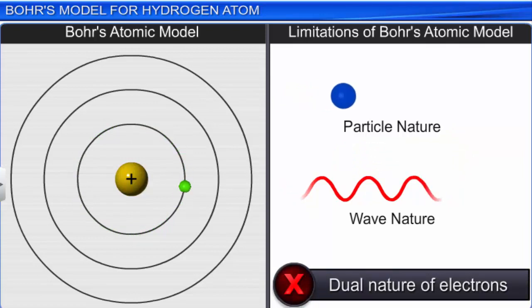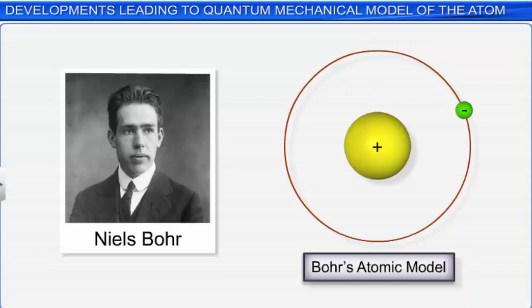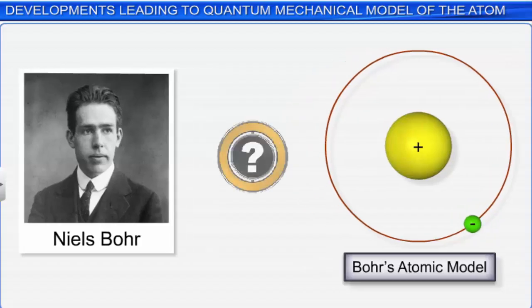It contradicts Heisenberg's uncertainty principle, which says that it is not possible to determine both the position and velocity of an electron simultaneously and accurately. Two important developments that questioned the rationality of Bohr's model are: 1. Dual behavior of matter, and 2. Heisenberg uncertainty principle. Let's understand these developments in detail.